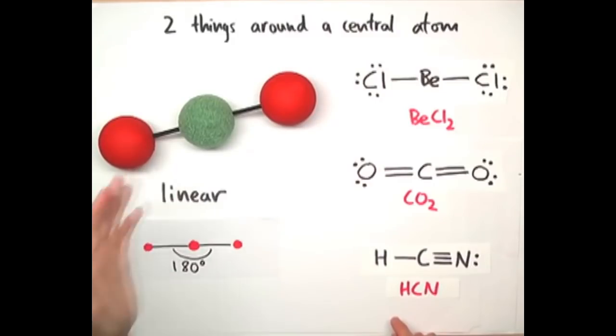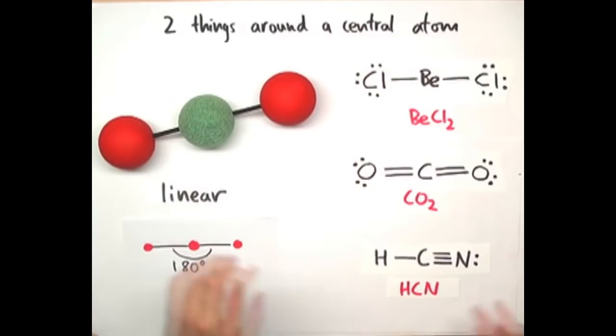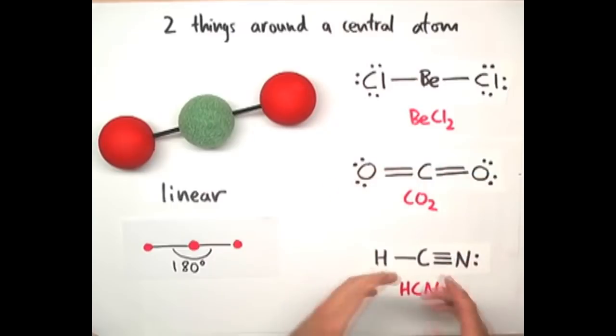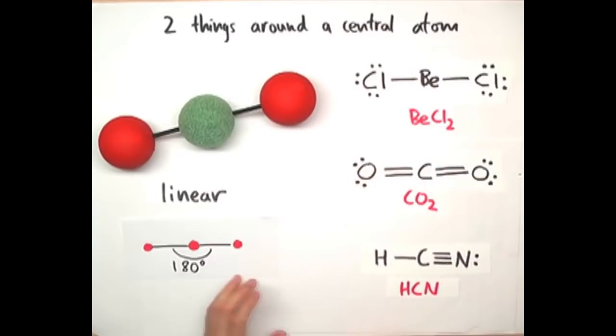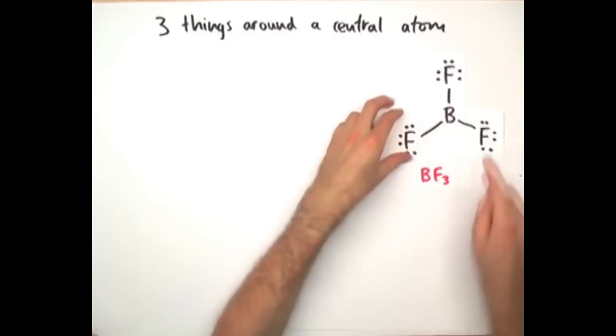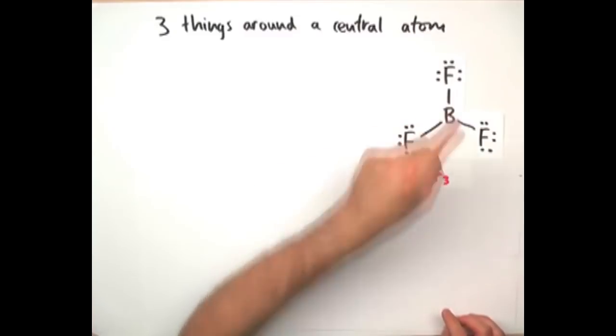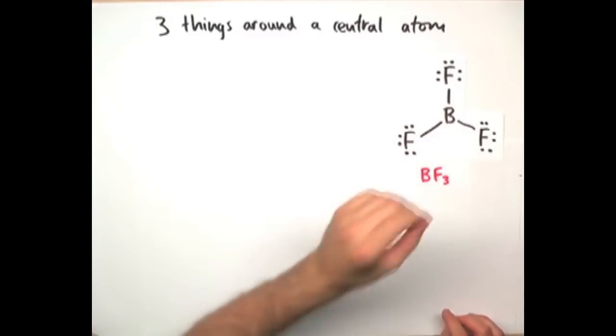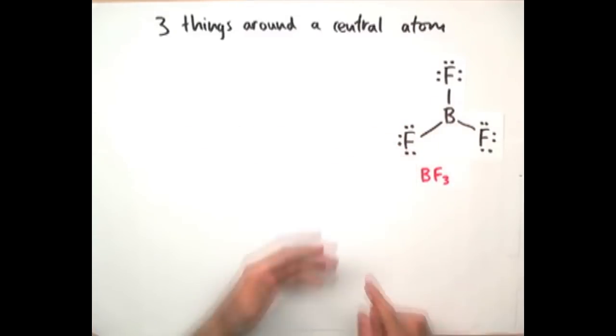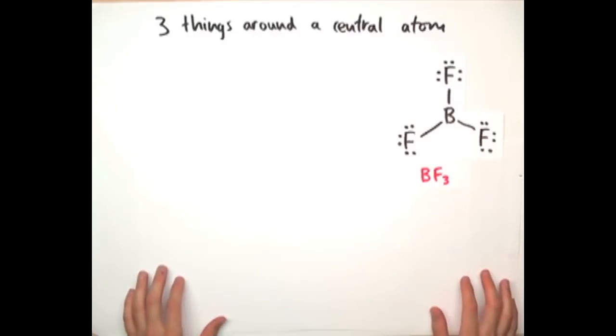So we always get a linear molecule, 180 degrees, whenever we have just 2 things surrounding a central atom. Now let's take a look at some molecules where we have 3 things that are surrounding a central atom. Here in BF3, I have a central atom surrounded by 3 bonds to other atoms. And in this case, boron, like beryllium before, is an exception to the octet rule. Here, boron, when it's making 3 bonds, has 6 valence electrons. It's totally happy with that.